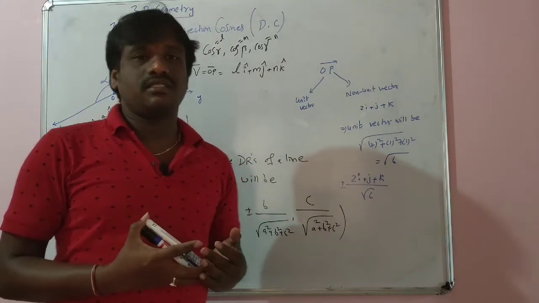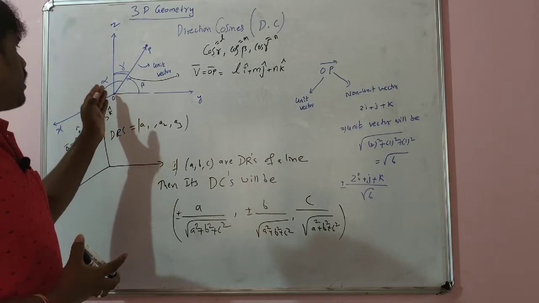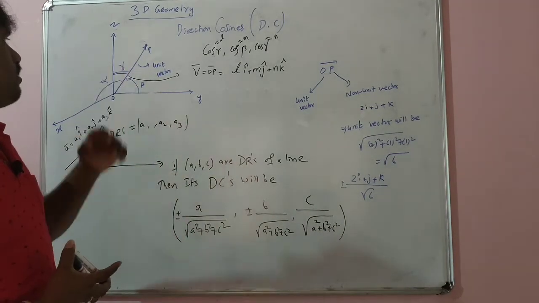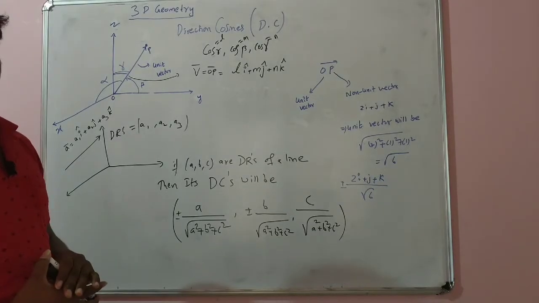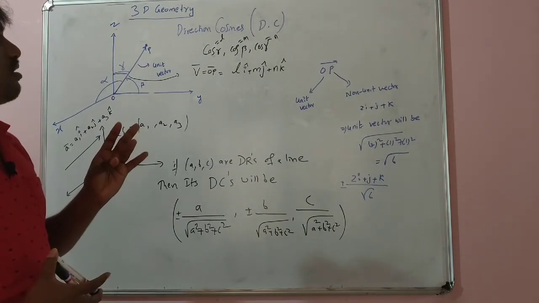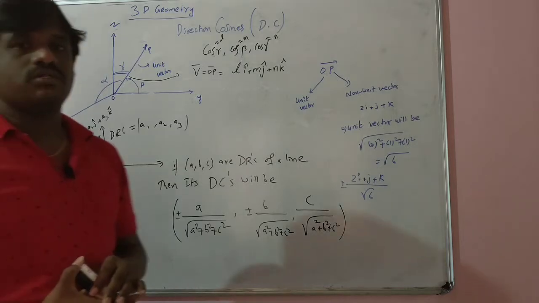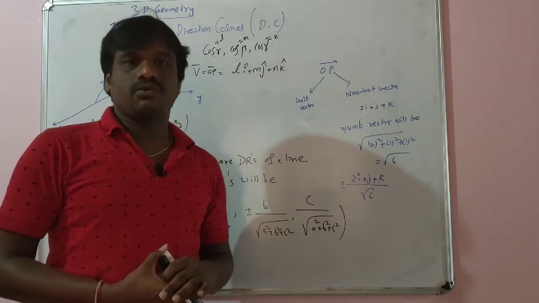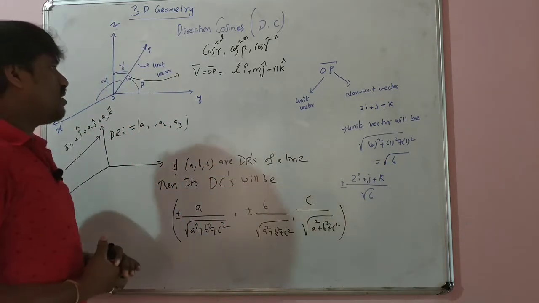What is direction cosines? The angle made by the x-axis is alpha, the angle made by the y-axis is beta, the angle made by the z-axis is gamma. Then cos alpha, cos beta, cos gamma, the cosines of the angles alpha, beta, gamma, are called direction cosines. Yesterday I explained this very clearly.